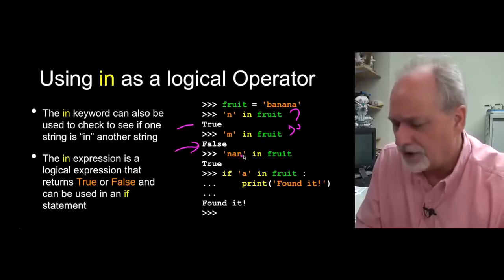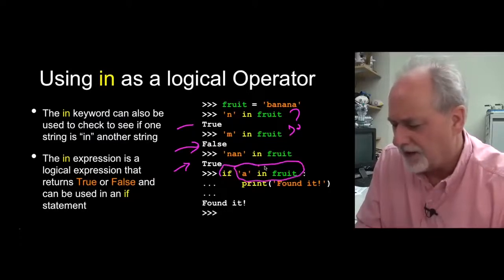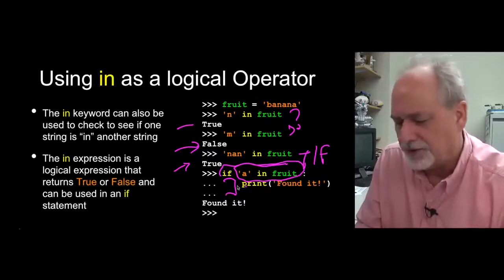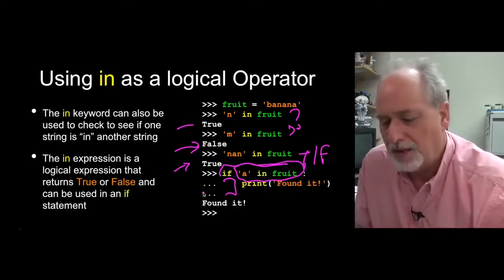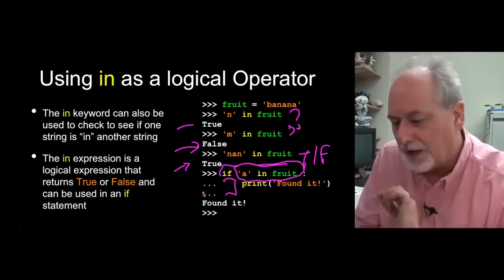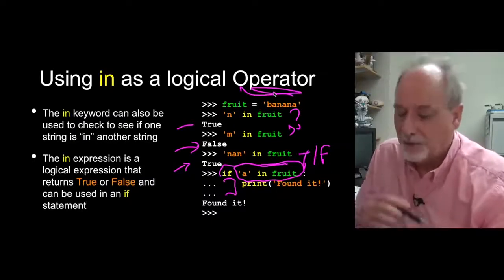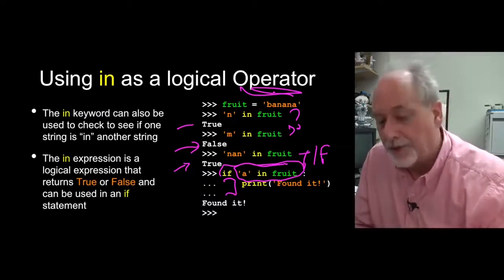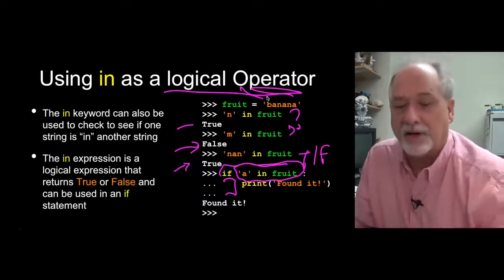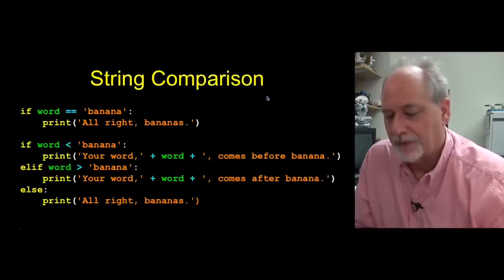Is nan in fruit? It doesn't have to be a single character, it can be more than one character, and the answer is true. Then you say something like, if a in fruit, and this is the logical value that returns a true or a false, and yes, we found it. So that becomes true in this particular case, so it runs the little indented bit. So in is an operator in this situation. In a for loop, in means something different. And we'll use in for other things as logical operators coming up in a bit.